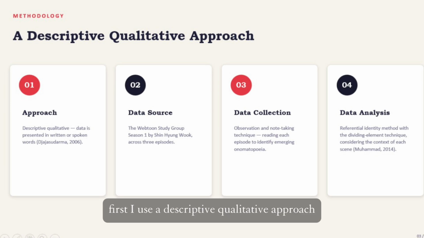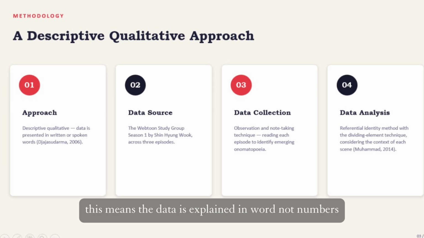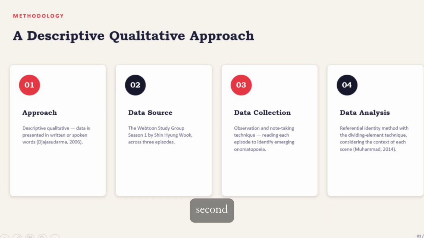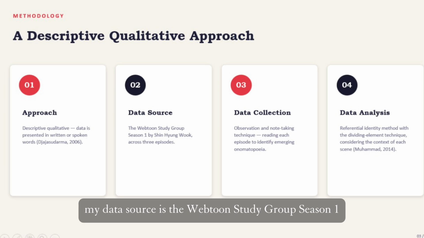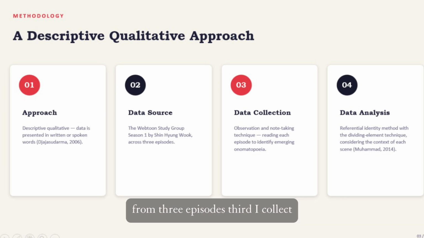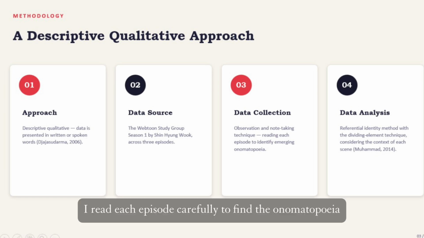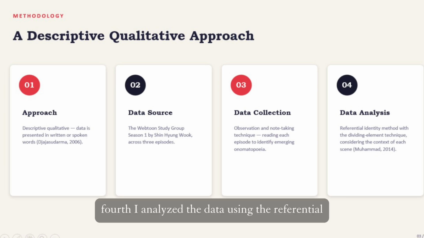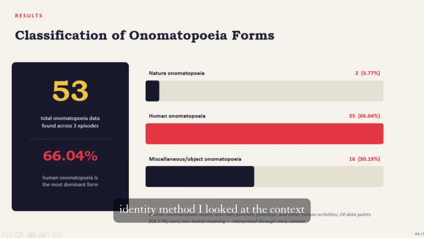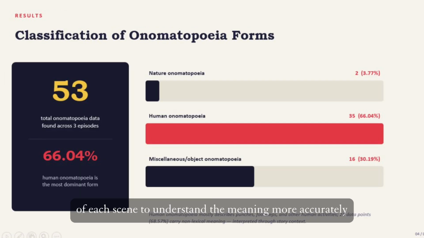First, I use a descriptive qualitative approach. This means the data is explained in words, not numbers. Second, my data source is the Webtoon Study Group Season 1 from 3 episodes. Third, I collect the data using observation and note taking. I read each episode carefully to find the onomatopoeia. Fourth, I analyze the data using the referential identity method. I look at the context of each scene to understand the meaning more accurately.